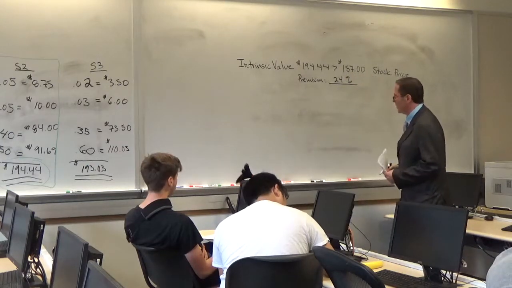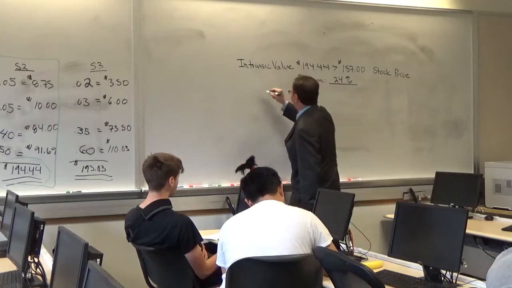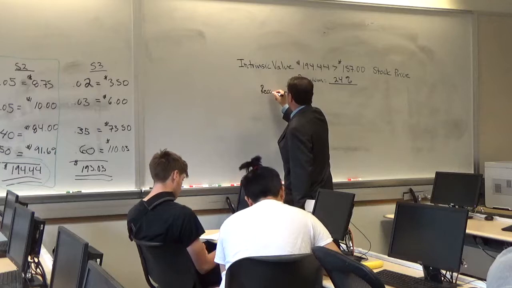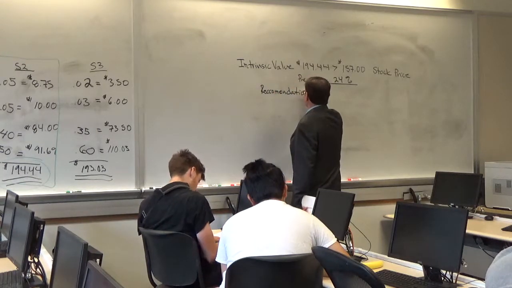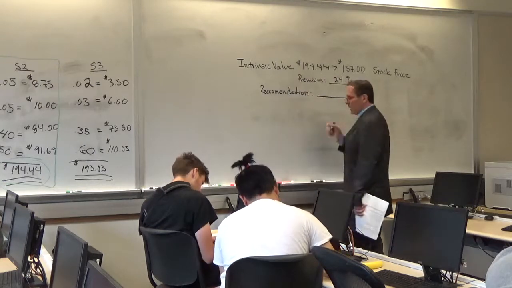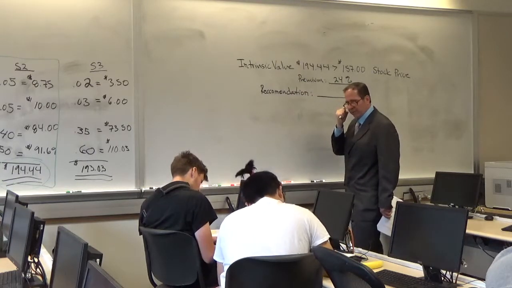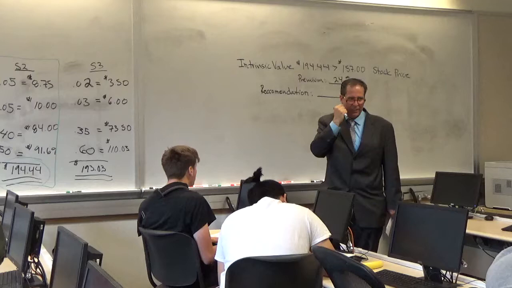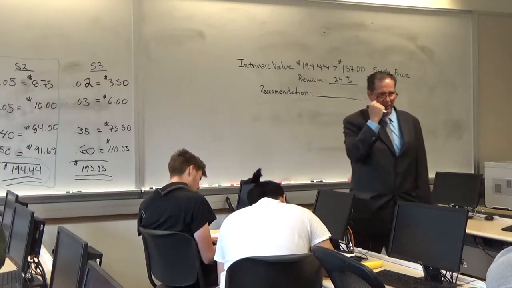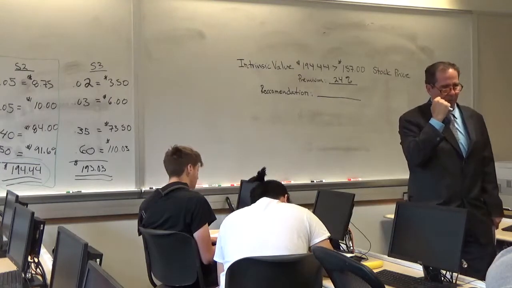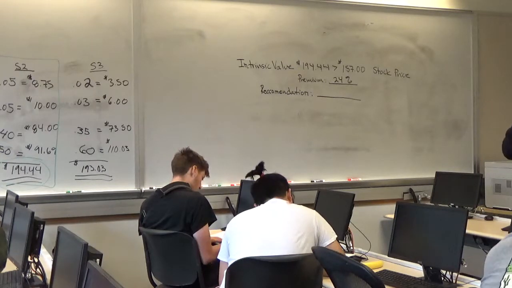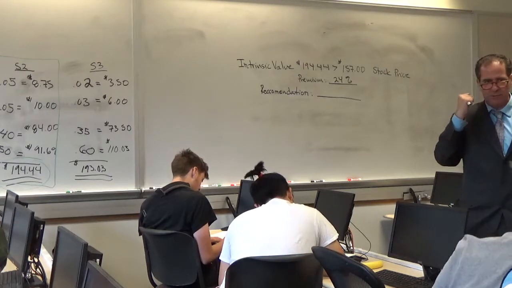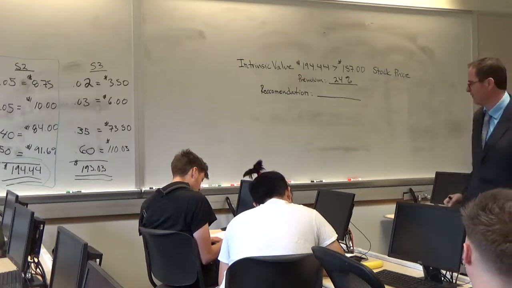Okay, got it. So what would be your recommendation? All right. Hello, proprietary trading unit. We just conducted the equity analysis on Intel and IBM, and we came up with a 24% premium, and our target price is $194.44. We recommend that you buy.